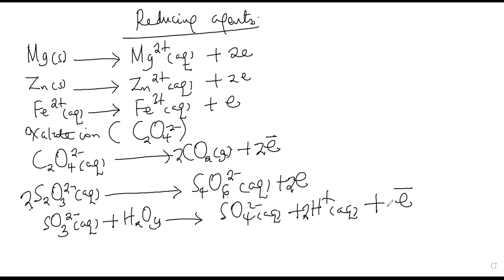This is -2, so here I will put a 2 because these ones will cancel. +2, -2, these ones have cancelled, but this is -2, -2. So that is how a sulfite undergoes reduction.